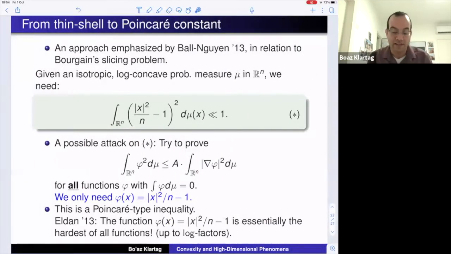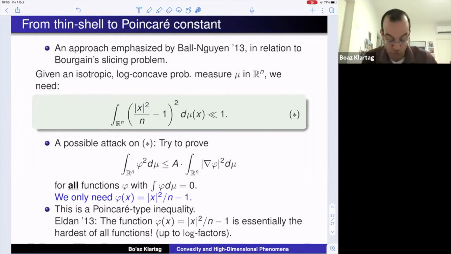Okay, so what's this new idea? What's this new technique that replaces this concentration of measure phenomenon that I discussed in such great detail? The approach, first of all, is to generalize, to try to prove something stronger, not to prove just a variance bound, but to switch to the Poincaré inequality. This new approach was emphasized by Eldan and Lehec in relation to the Bourgain slicing problem.